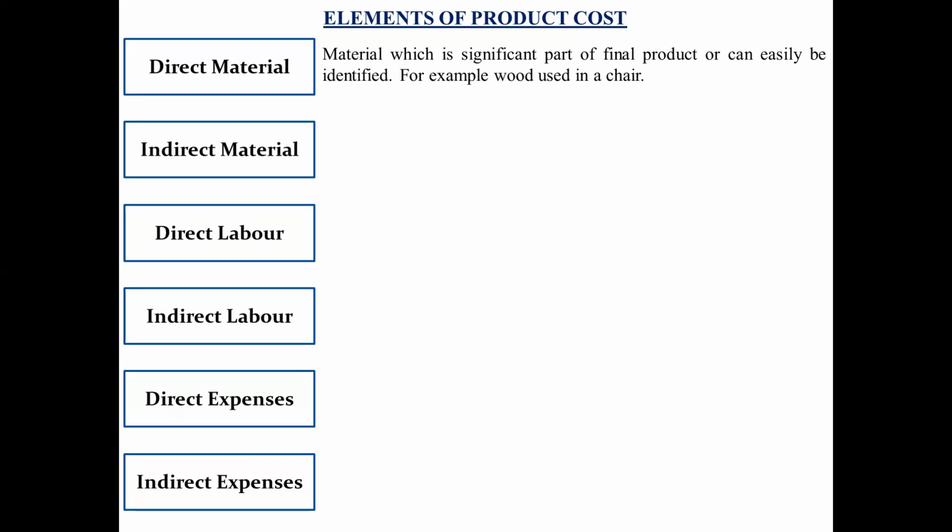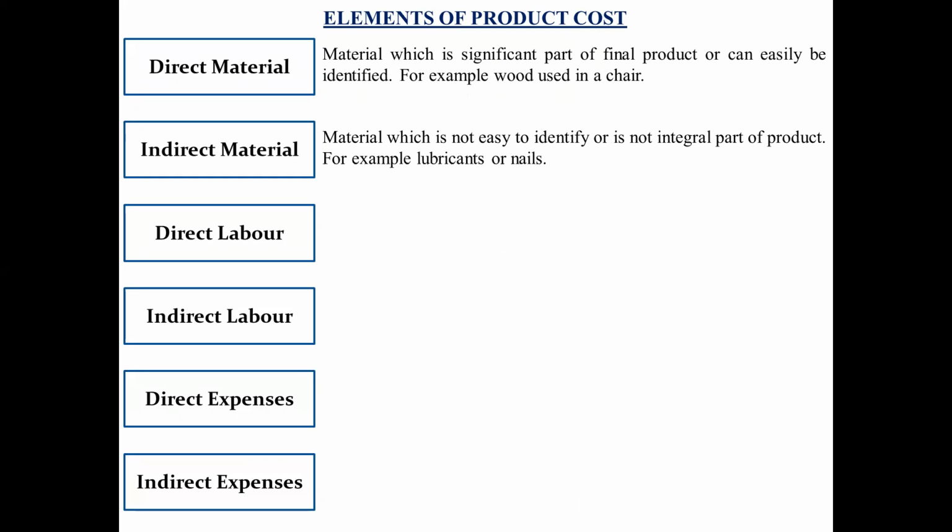The second one is indirect material. So it's opposite to direct material. Anything which is not a significant part of a product, or which cannot be easily identified, is known as indirect material. So material which is not easy to identify or is not an integral part of the product, for example, lubricants or the nails which are used for the chair, is basically an example of indirect material.